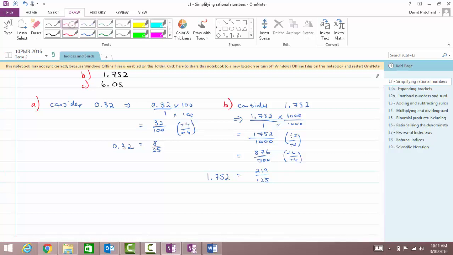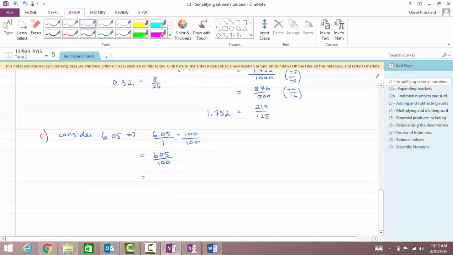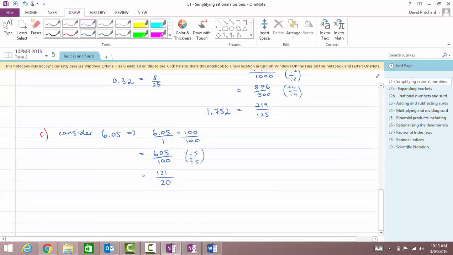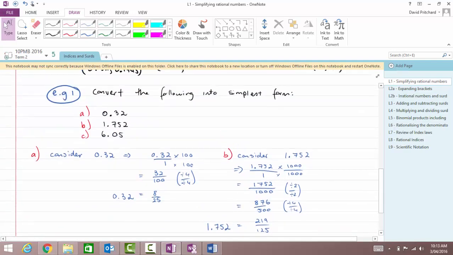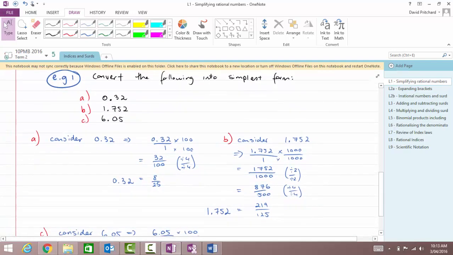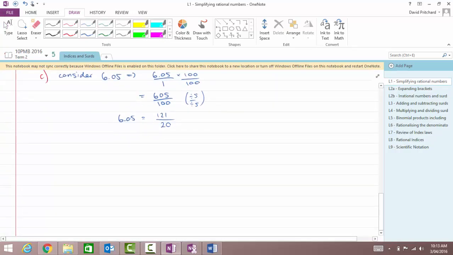Now last example, 6.05. Again, we write it 6.05 on 1, and we multiply by 100. 2 decimal places there. So we get 605 on 100. Now we know straight away each of these is divisible by 5. So we get 121 on 20. And as these have no common factors, they won't simplify down anymore. So 6.05 is equal to 121 on 20. So there we have it. That's converting terminating decimals into simplest form.